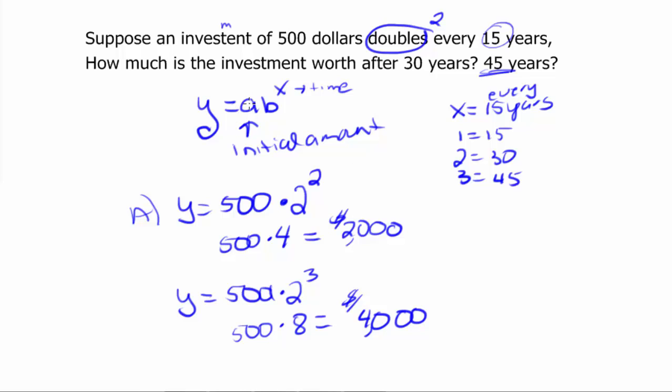So again, A is your initial amount, B is going to be what it is, the doubles or triples, and then X is your time that you're talking about.